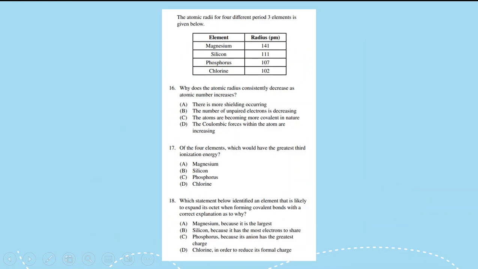Atomic radii for the 4 different period 3 elements is given below. Why does the atomic radius consistently decrease as the atomic number increases? The more shielding occurs, the number of unpaired electrons is decreasing, the atoms are becoming more covalent in nature, and the Coulombic forces within the atom are increasing. Does everybody remember what Coulomb's law is?